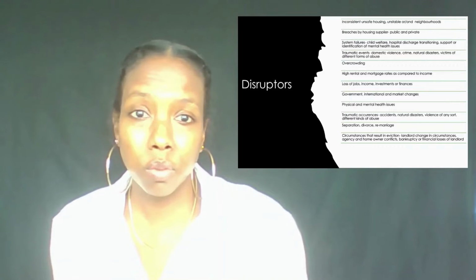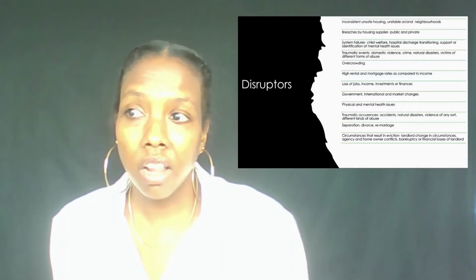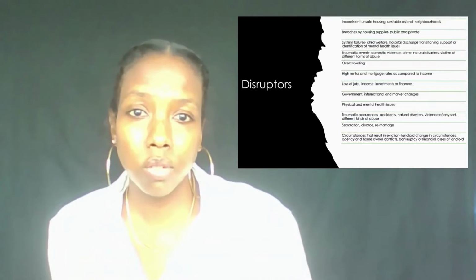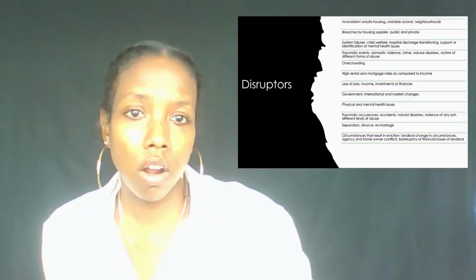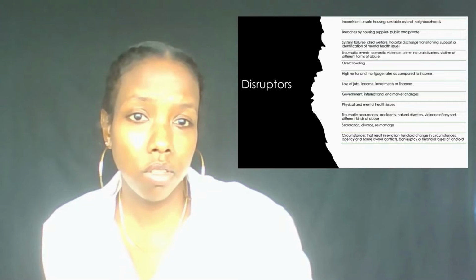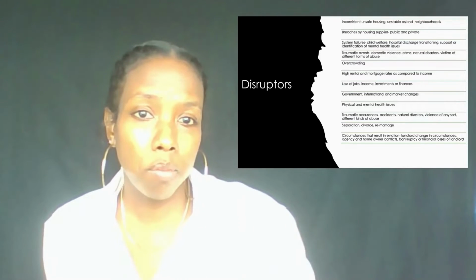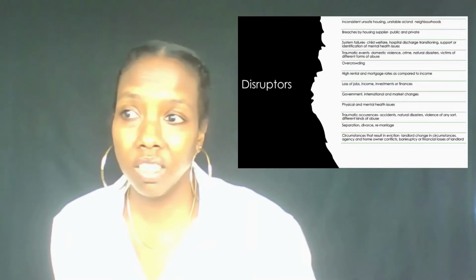It could be conflicts between what the landlord's obligations are and how that is fulfilled because he or she has a disruption on her side. It could be unsafe housing, unstable neighborhoods, and/or breaches by housing supplier publicly and privately. This may disrupt you. You are totally innocent in the situation.